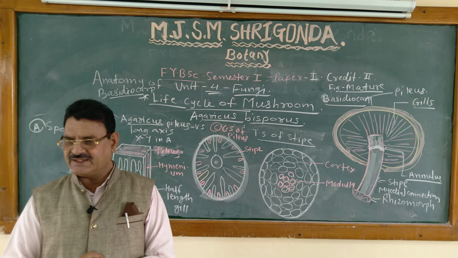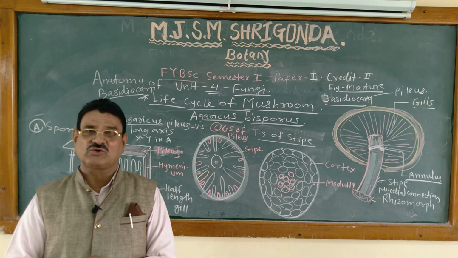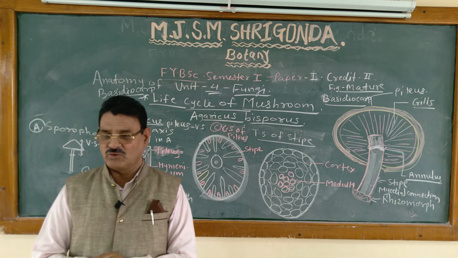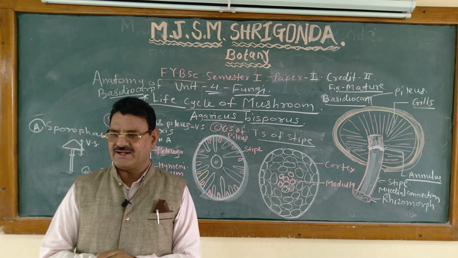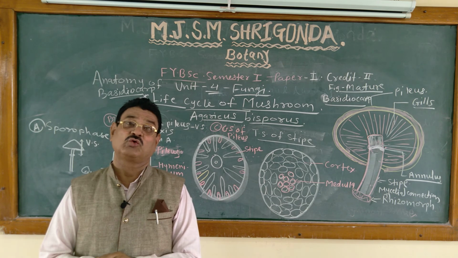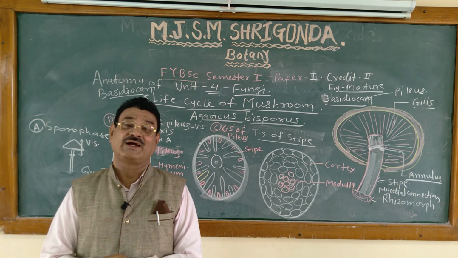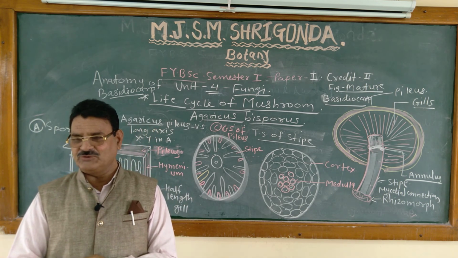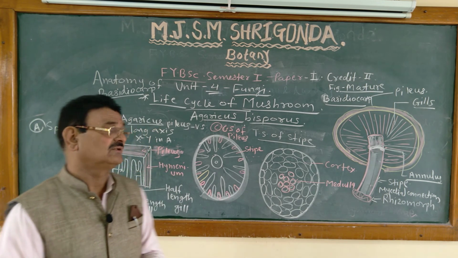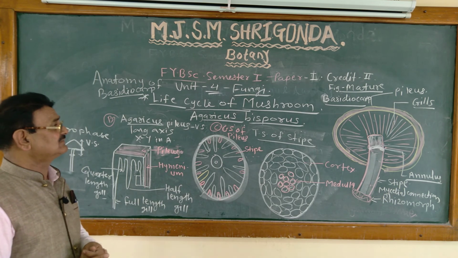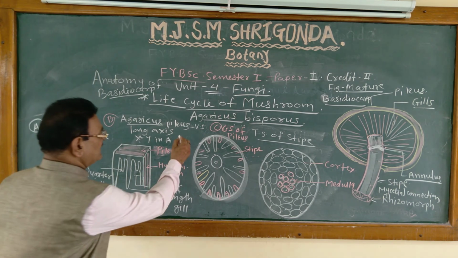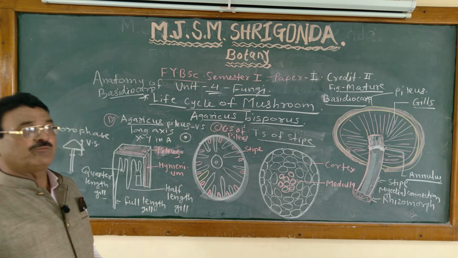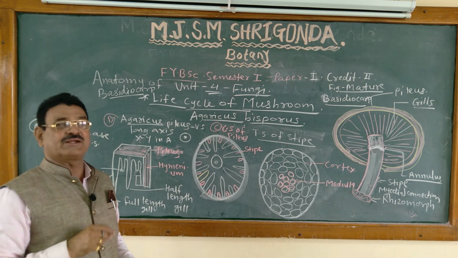Basidiospores shoot away and fall down on the soil, on the litter or on the wood. They are light in weight and carried away by wind, that is anemophilous dispersion. Each basidiospore is uninucleate and has a wall of chitin. Basidiospores are uninucleate, and they germinate to form primary mycelium.